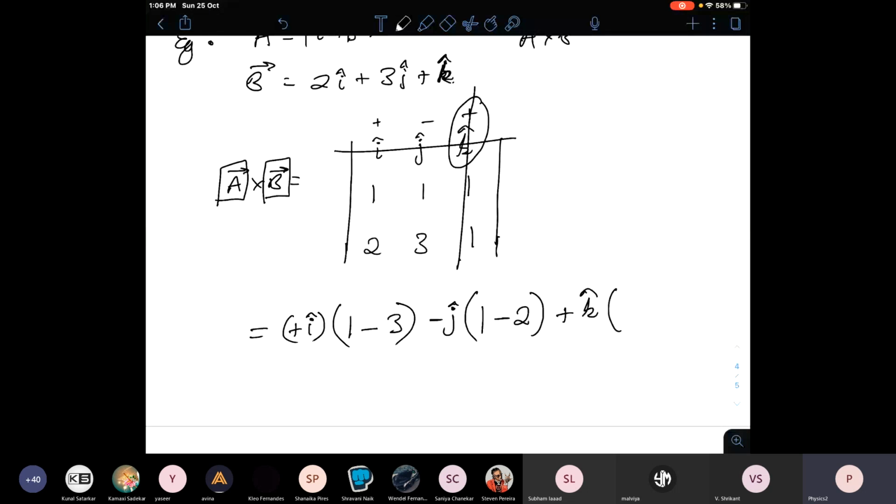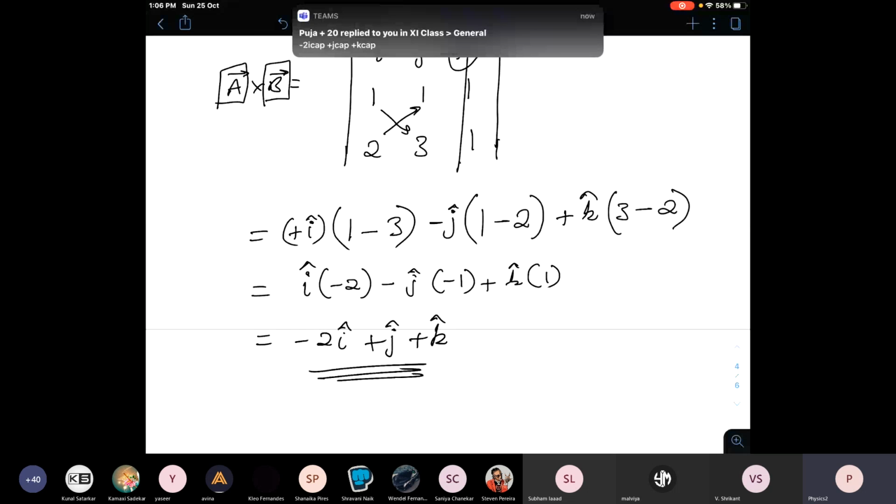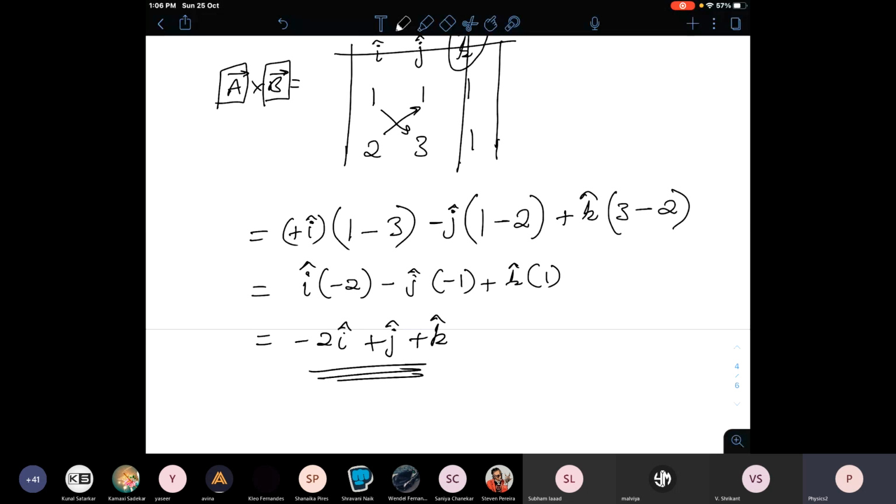You have 1 into 3, 2 into 1. So 1 into 3 is 3 minus 2 into 1 is 2. So the final vector which I am having is i cap into minus 2 minus j cap into minus 1 plus k cap into 1. So finally I have minus 2 i cap plus j cap plus k cap. This is the final result. So this is how you can find the a cross b vector. This is how we solve the cross products.